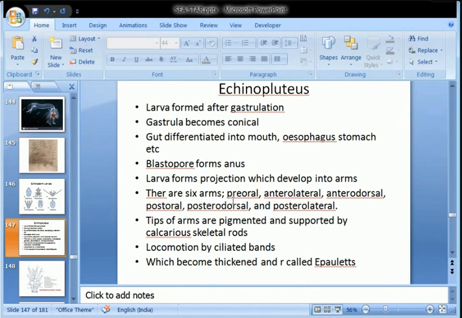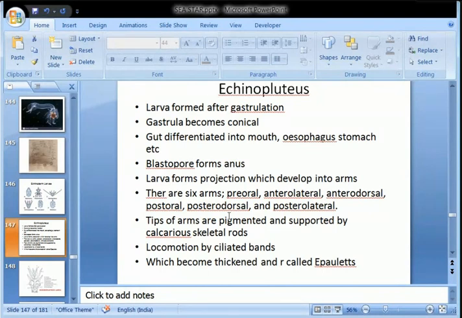So there are preoral arms, anterolateral, anterodorsal, then postoral, posterodorsal, and posterolateral. If you look at this, there is a preoral and a postoral. There is anterolateral and posterolateral, and anterodorsal, posterodorsal. So you can just imagine where they are located. Some are on the dorsal side and anterior, some are on the dorsal side and posterior.